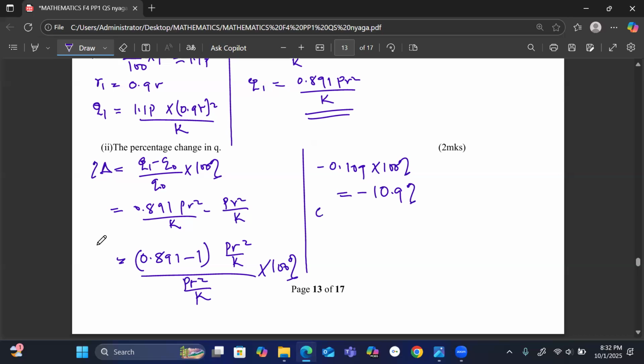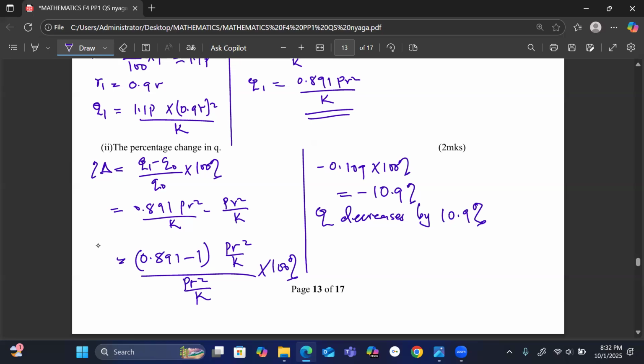So that means Q decreases. The negative means it is decreasing by 10.9%. So that is how we finish that question. And we get our last 2 marks, summing up to 10 marks in question 21. We move to question 22.